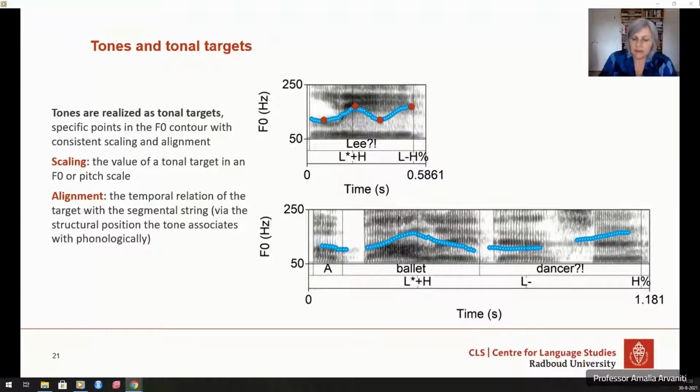So, for example, in Li, we have 4 tonal targets, all of which have to be realized on 1 syllable. In ballet dancer, we have 5 tonal targets: one for the low and the high of the low-star-high accent, and 1 for the high boundary tone. But we can argue that we have 2 tonal targets for the low phrase accent because that accent spreads, and it spreads in very specific ways.